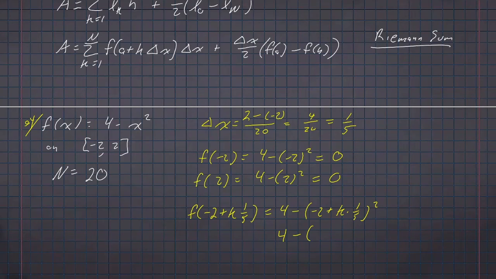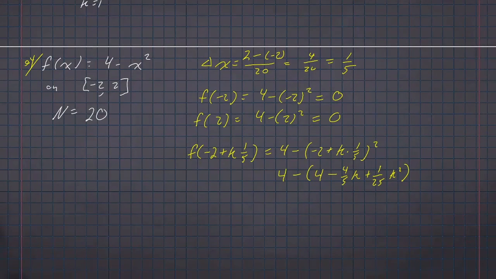Squaring this, we'll get -2 squared, which is +4. We'll get -2 times 1/5 times 2, which is -4/5 times k. And then we'll get 1/5 squared, which is 1 over 25 times k squared. Distributing that subtraction, 4 minus 4 is 0. And then we have minus minus, which is plus 4/5 k, and then minus 1 over 25 k squared.